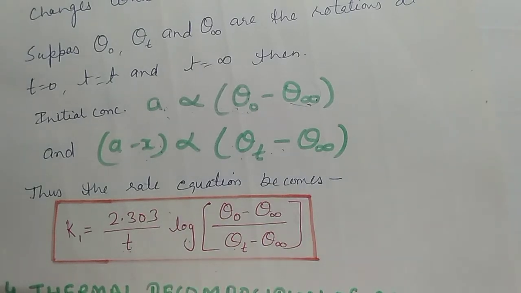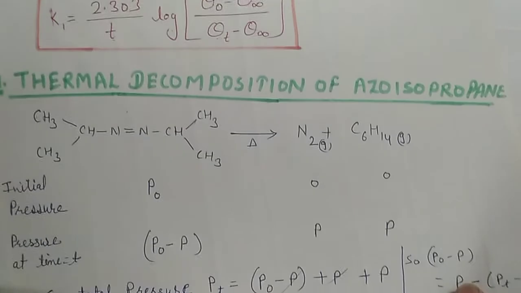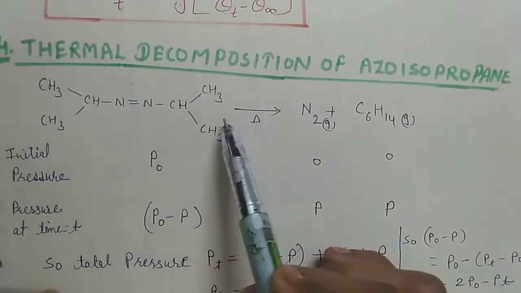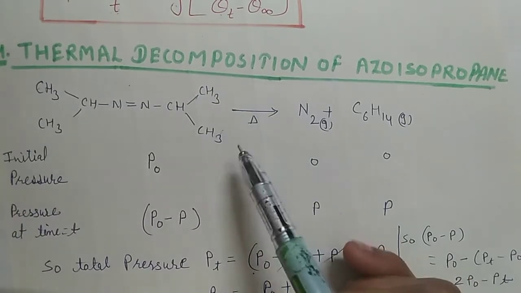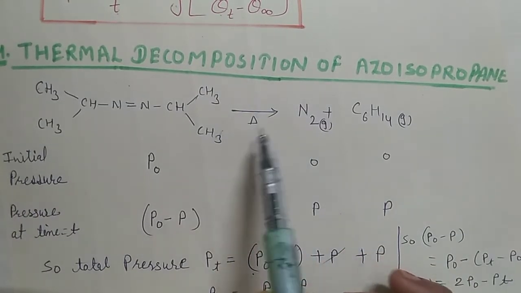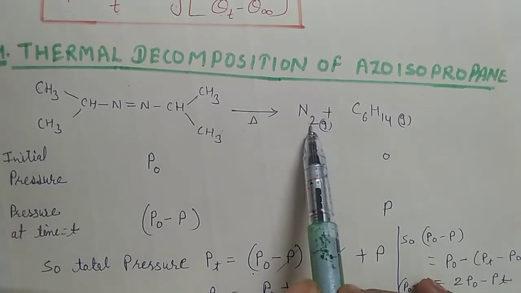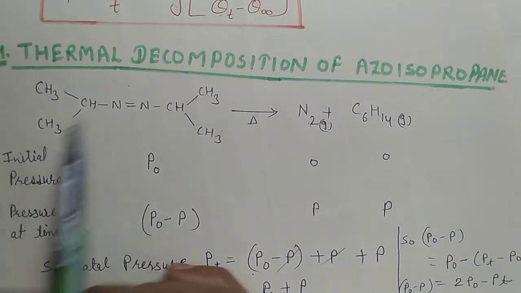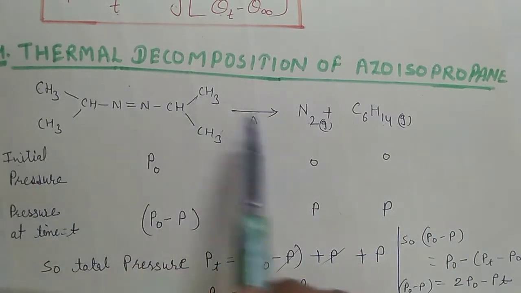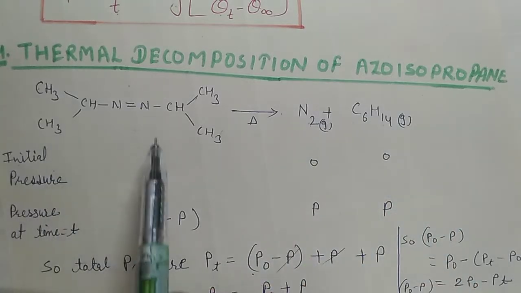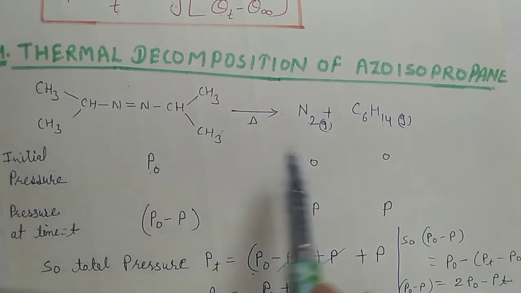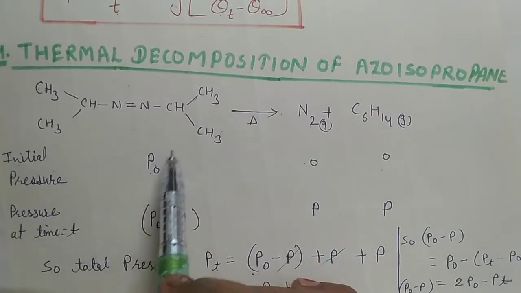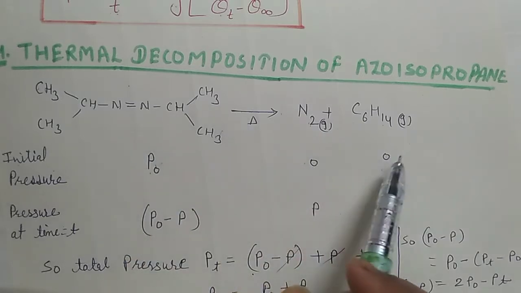Okay. Next is the thermal decomposition of azo-isopropane. It is actually a gaseous process. Okay, this is the azo-isopropane. This is a symmetric compound, and on thermal decomposition, it is decomposed into N2 and C6H14, means hexane. Initially only azo-isopropane is present and the product is not, so the initial pressure will be P0 for the reactant and 0 for the product. But after t time, the pressure P is decreased into N2 and hexane.